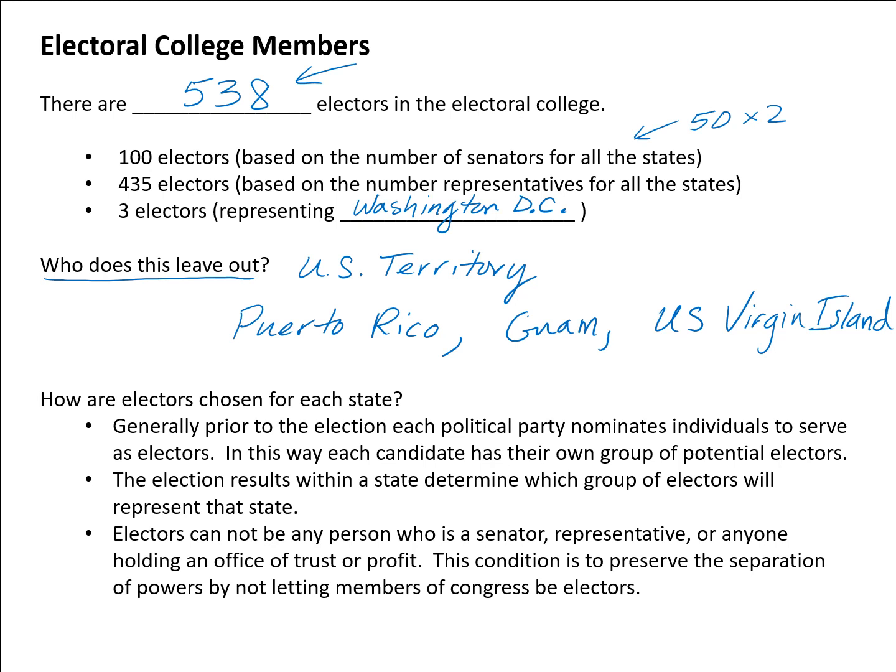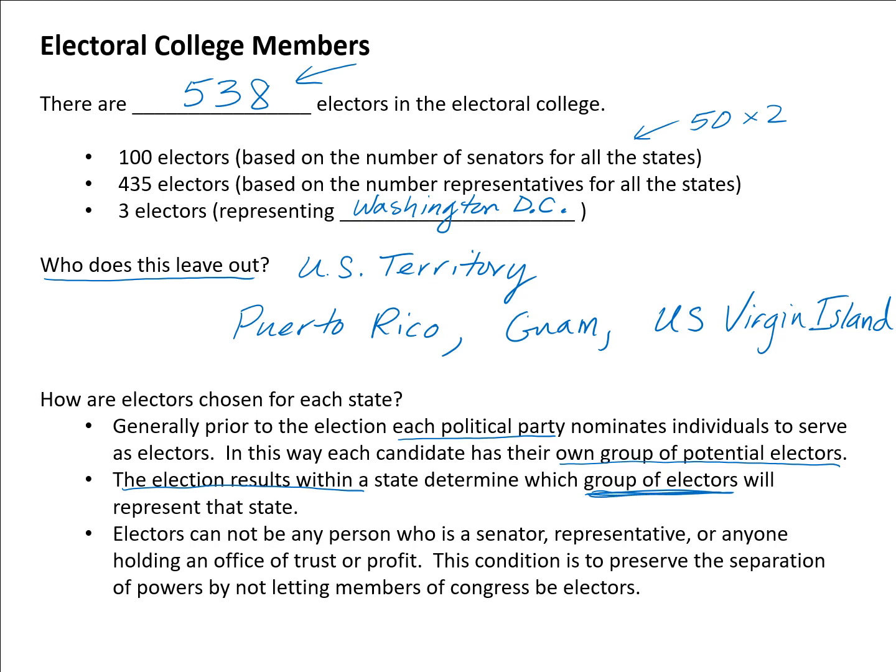Now, how are the electors chosen for each state? Well, generally, prior to the election, each political party nominates individuals to serve as electors. In this way, each candidate has their own group of potential electors. And what happens is that after the election results within the state are determined, so you have the election and the state of Oregon, for instance, knows who has won, that's going to determine which group represents the state. So each political party nominates electors, and then if that candidate from a particular party wins the election, then their group of electors is who's going to represent the state.